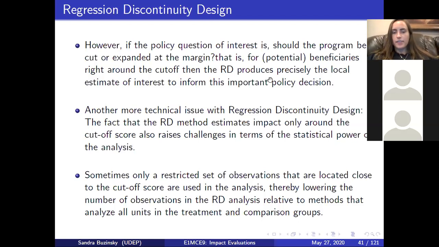Do you guys understand that trade-off between bias and precision, or should I go over it again? Okay, I think it's clear then. Oh, someone replied.